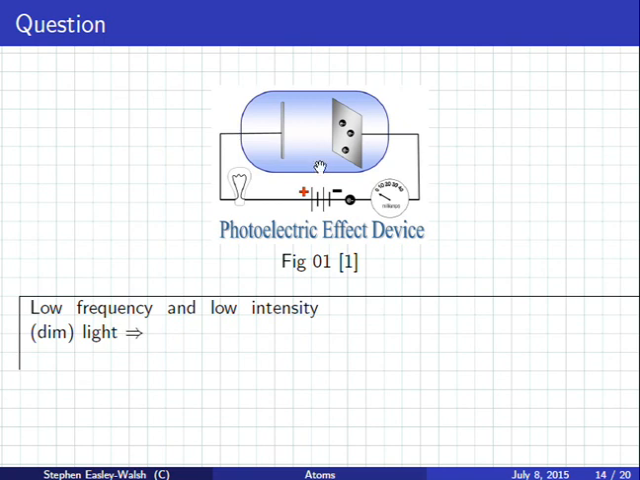Okay, so I'm going to look at four possibilities here. You could have low frequency and low intensity. When I say low intensity, I mean dim light. What does dim mean? Weak light, not so bright. So tell me what you think would happen. If the frequency is low and the intensity is low, do I have many or few electrons? Few electrons. And will they be going fast or slow? Good. So this means some freed electrons of low kinetic energy.